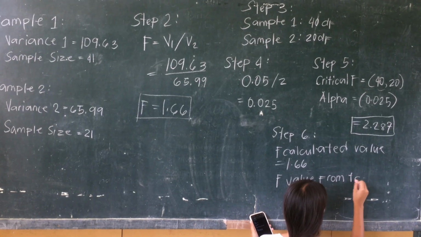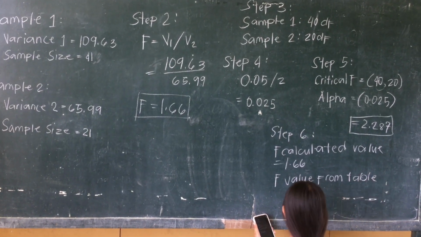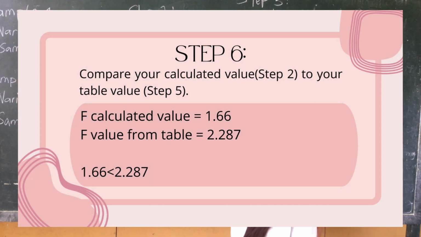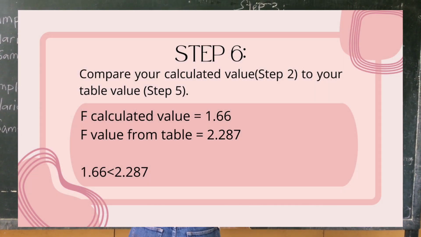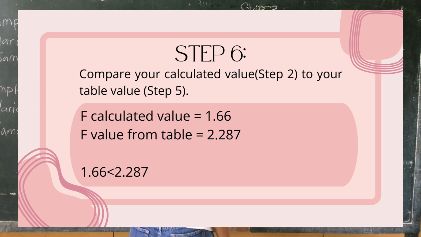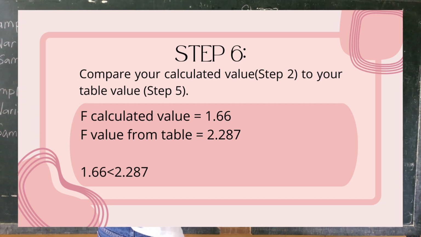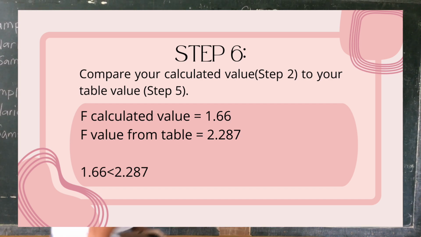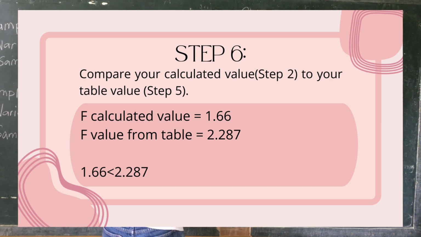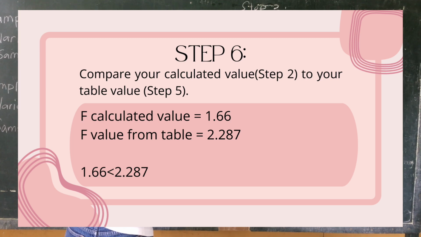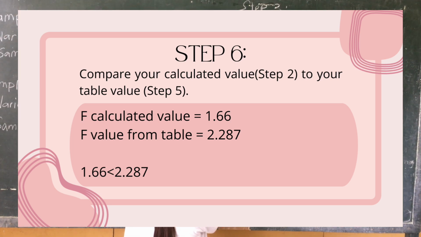And the last step, which is step 6, compare your calculated value from step 2 to your table value from step 5. If your calculated value is higher than the table value, you can reject the null hypothesis. F calculated value is equal to 1.66 and F value from the table is 2.287. So, 1.66 is less than 2.287. So, we cannot reject the null hypothesis.